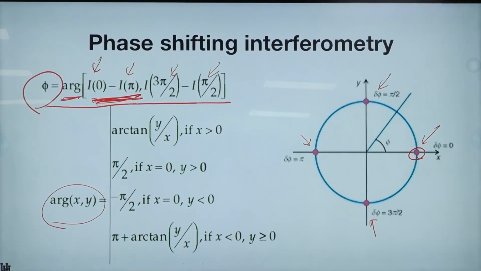Yeah, question? So what's the point of getting the phase? Why is it useful? It's something I'll come to in a few minutes, 5 minutes, okay?